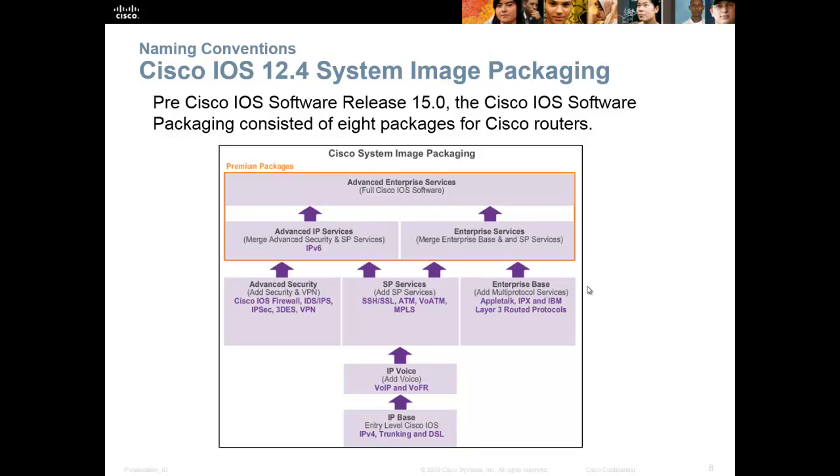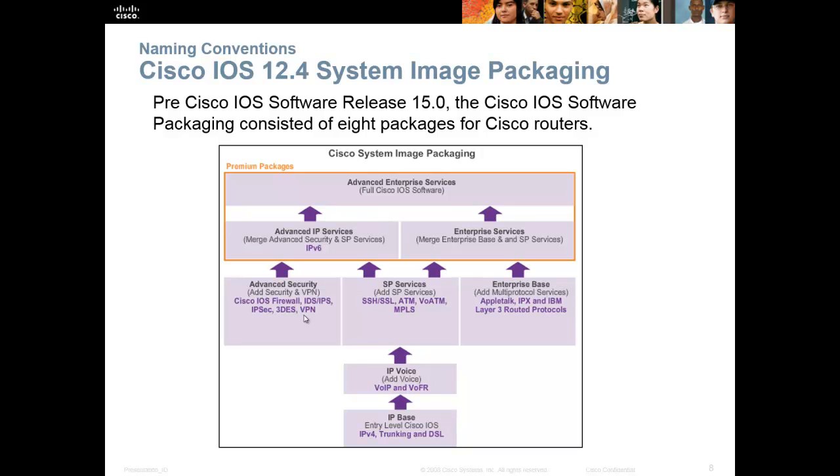All right, under the old version 12.4 and below, they had names. Like there was IP Base, and that's typically what shipped on your device unless you paid extra. Then there was IP Voice that added support for telephony services. You wanted to make or run a phone system through your router. Enterprise Base allowed different networking protocols, AppleTalk, IPX, SPX, that kind of thing. And then SP Services added SSH, ATM, MPLS support, advanced security, IPsec, triple DES, VPN stuff, that kind of thing.